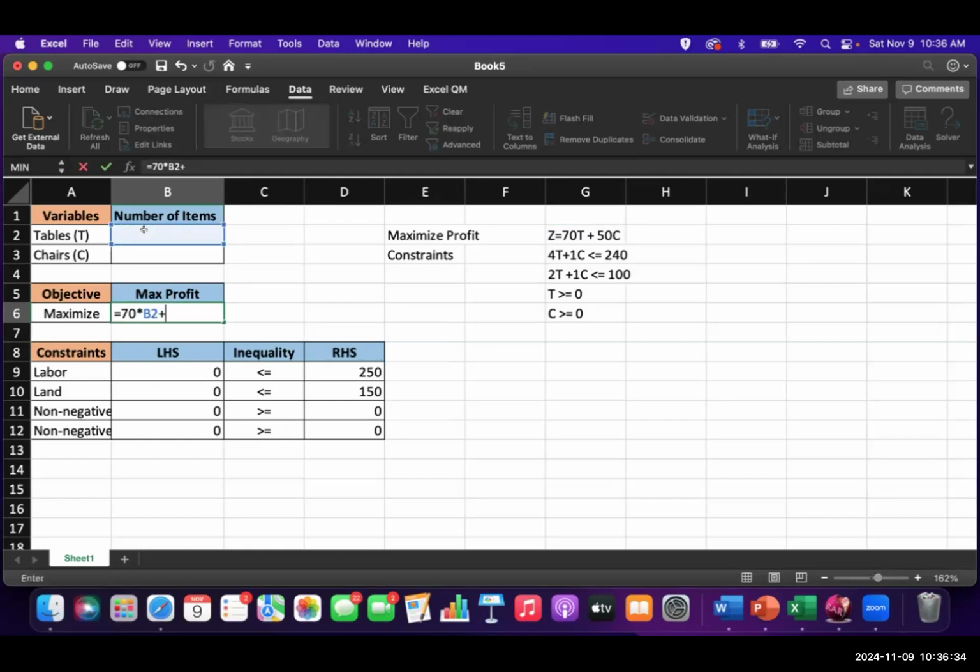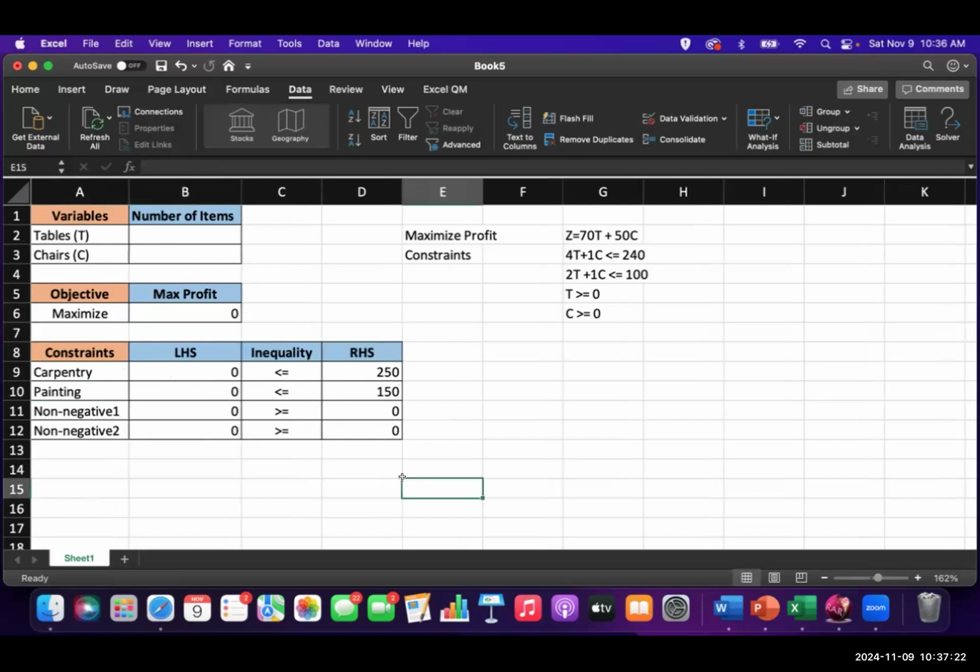And then meron tayong plus 50, multiply it with the number of chairs. So that would be C. And then we take the equal sign. So that is where we enter our objective. And our objective is to maximize the profit. And then for our constraints, so meron tayong carpentry constraints. And the other one, we have the painting constraints. And then yung mga non-negative constraints natin.